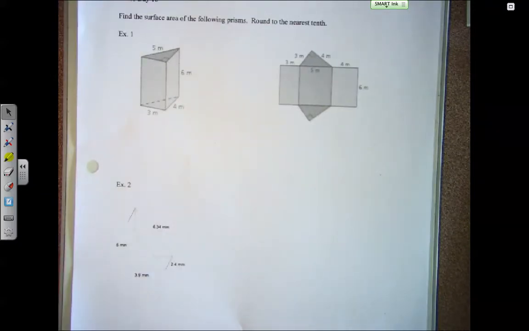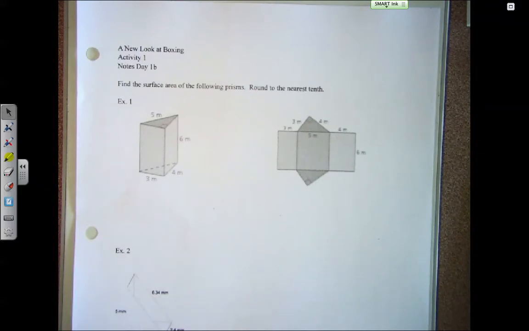All right, what are we looking at today? Surface area of a prism. What kind of prisms do we have? How do you know that they're triangular prisms? Triangular, because the bases are triangles.